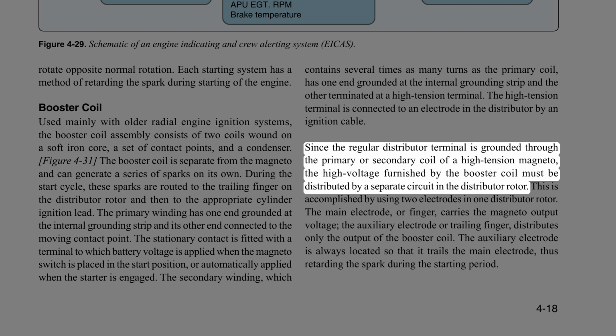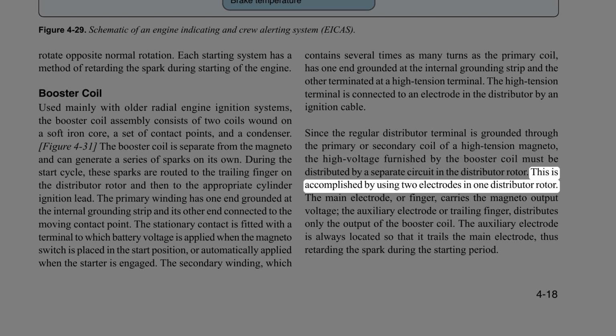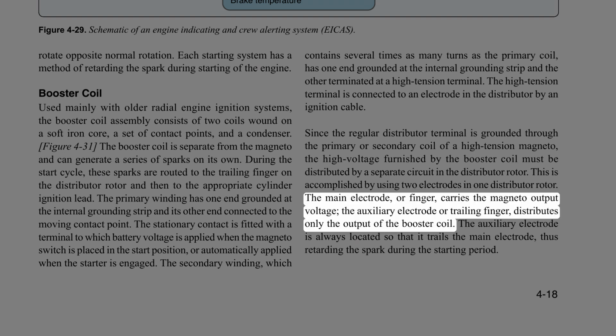Since the regular distributor terminal is grounded through the primary or secondary coil of a high-tension magneto, the high voltage furnished by the booster coil must be distributed by a separate circuit in the distributor rotor. This is accomplished by using two electrodes in one distributor rotor. The main electrode, or finger, carries the magneto output voltage. The auxiliary electrode, or trailing finger, distributes only the output of the booster coil.